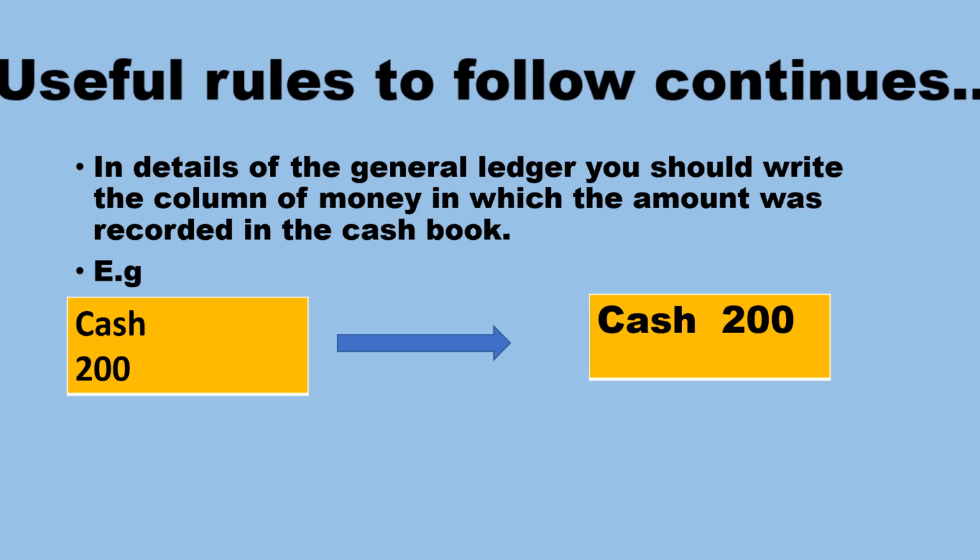Now, in the details of the general ledger, when we post to the general ledger, we should write the column of money in which the amount was recorded in the cash book. For example, in the cash book we have a column for bank and cash. So if the amount of this transaction is recorded in cash, in the details column of the general ledger we are going to write cash. This example is not quite clear, but you are going to see it in more detail as I explain further.